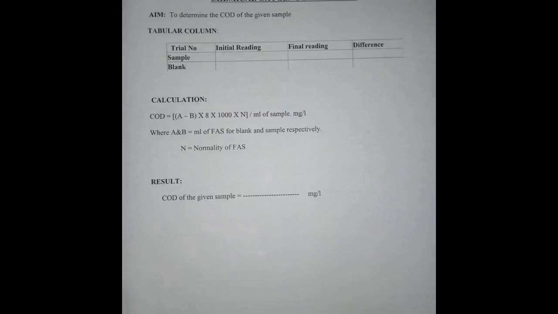Once it is done, after getting the end point, note down A and B, that is the consumed FAS, and then using those values in the calculation, you can find out the COD of the given sample, that is in mg per liter.